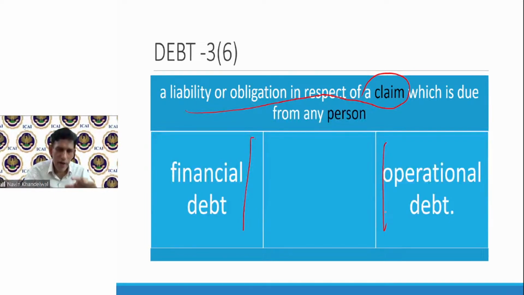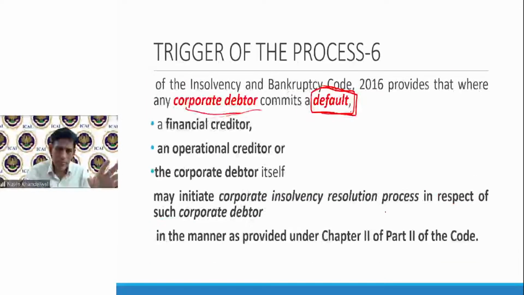Though we will redefine again in due course of time, because there's a difference between a secured and unsecured creditor under Section 53. But primarily, we are talking of two debts: financial debt and operational debt. So we're trying to link it, friends. Try to understand. There's a Section 6 which talks about when this particular code will be triggered, when there's a default.